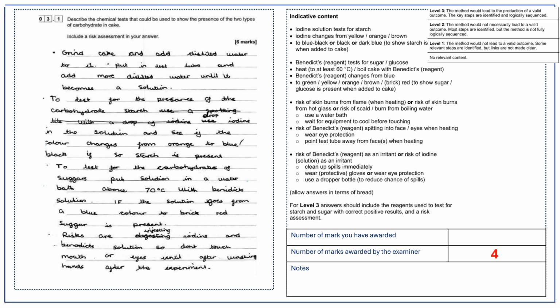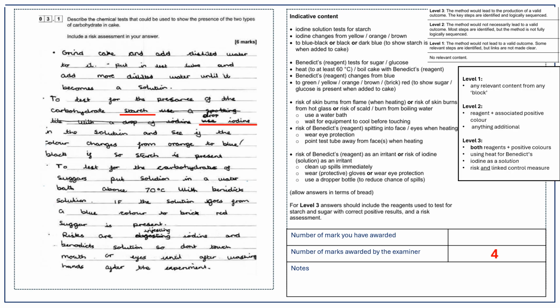This response then was deemed a good level 2 response, so it achieved 4 marks in the summer. In terms of where those marks came from, the student correctly identified their starch test along with the negative and positive colours. The student also mentioned the Benedict's test, that they would heat that to an appropriate temperature, and the starting colour and final colour for that test.